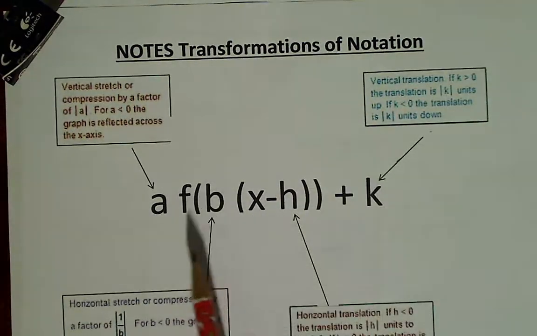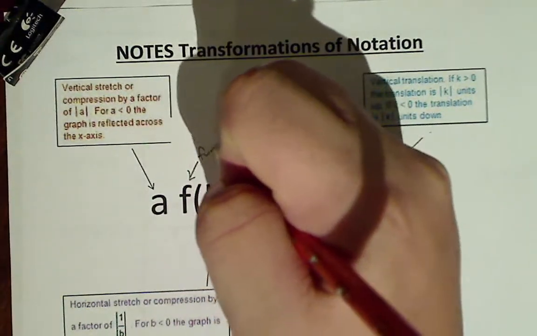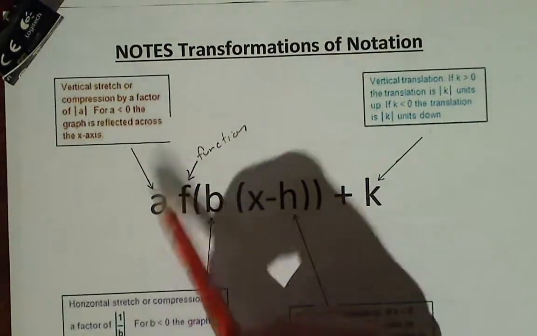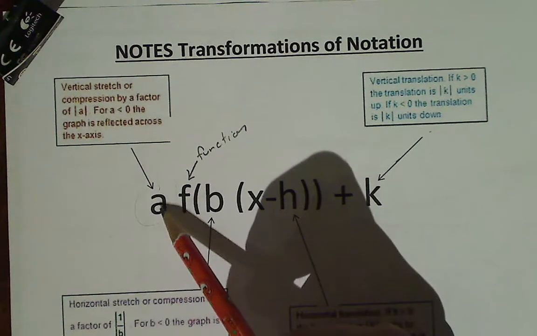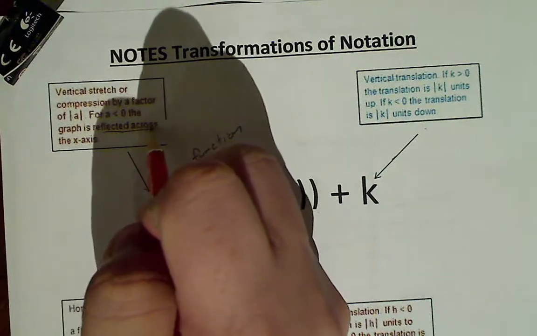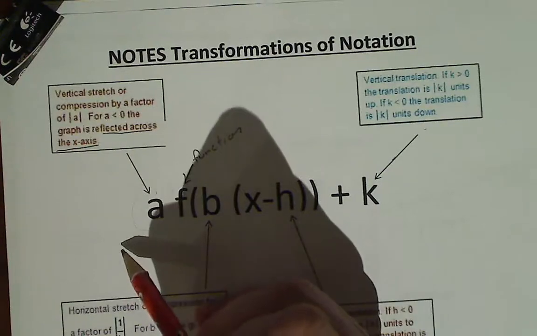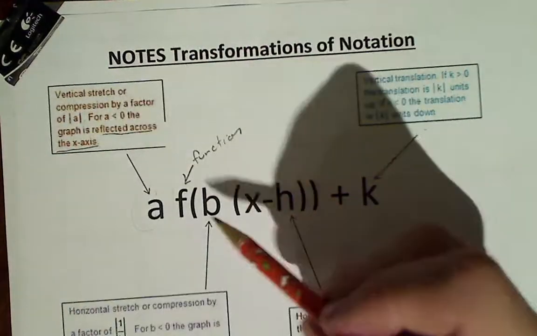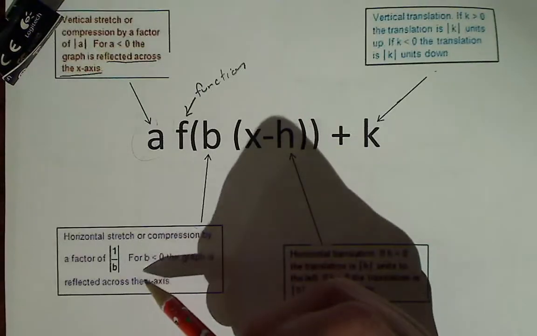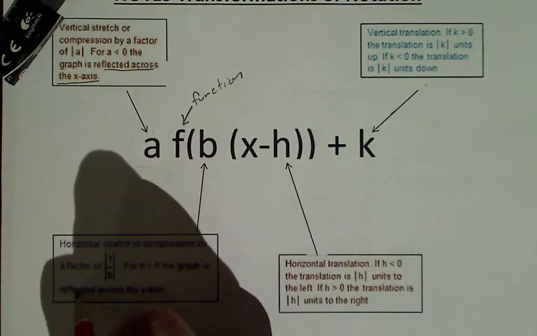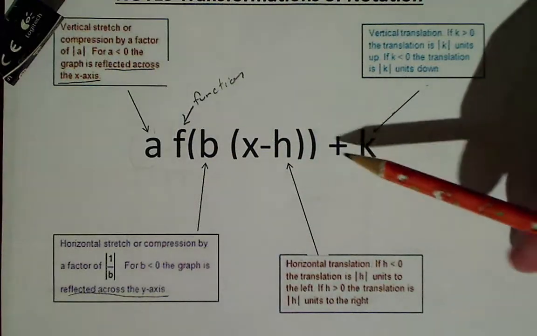This is the transformation notation for functions. Just so you know, f represents the function itself. You have A, which is the vertical stretch or compression. It's also the vertical reflection across the x-axis. So if A was negative, then it would reflect across the x-axis. You have B, which is a horizontal stretch or compression by a factor of 1 over B. Sorry, you can't see that. And this is the one that does the reflection across the y-axis. I'll show you more about these as I get into it. That's going to give you a rundown of this.